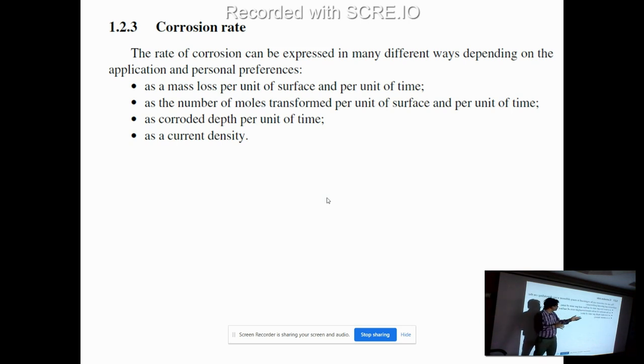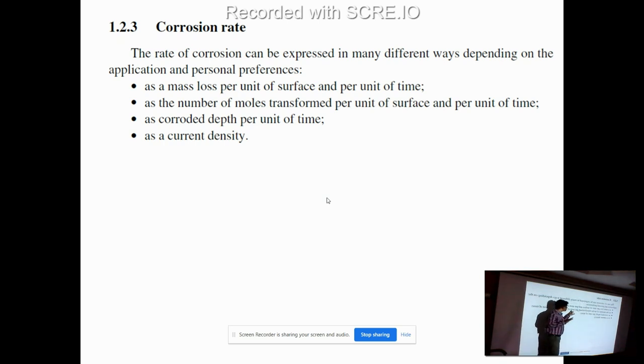So how do we represent the rates? As a mass loss per unit of surface and per unit of time. There also we define it like this: reaction rates per unit area, per unit time. Either in terms of surface or in terms of volume we represent it. Here also, mass loss, because mass is lost in corrosion. How much mass loss per unit surface? Because I told you, corrosion is specific to surface area. It happens only at certain surfaces, not the entire surface. So per surface area, per unit time.